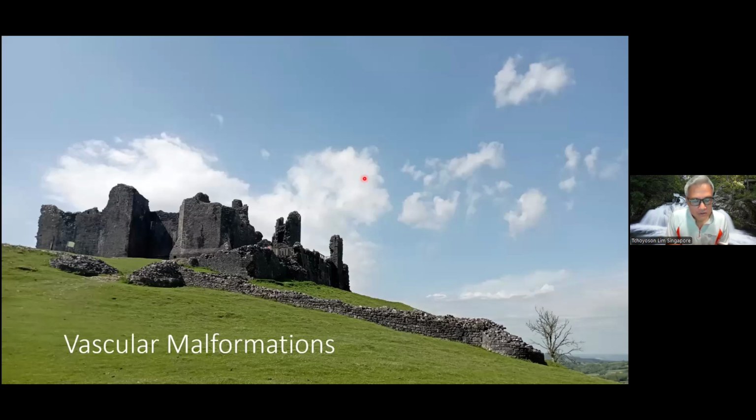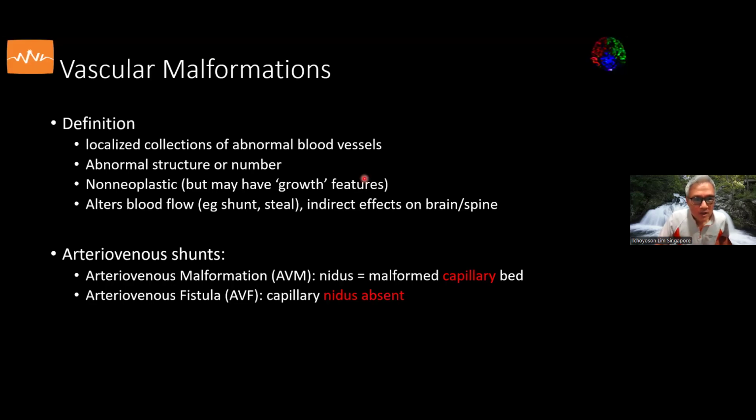So this leads us to the class of diseases called vascular malformations. These malformations are local collections of abnormal vessels that are abnormal either in structure or in number. They are non-neoplastic vascular malformations, but they can grow. That means they increase in size, even though they are not cancerous and they're not dividing. They are getting bigger and more complex in their flow and their structure.